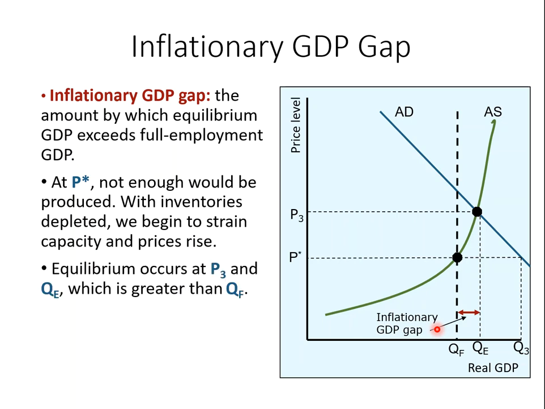So the price rises, and it stops rising when it reaches P3. Corresponding to P3, AD and AS intersect with each other, so this will be our equilibrium point. At this point, we produce QE amount of output, and QE is larger than QF. The difference between them will be our inflationary GDP gap.